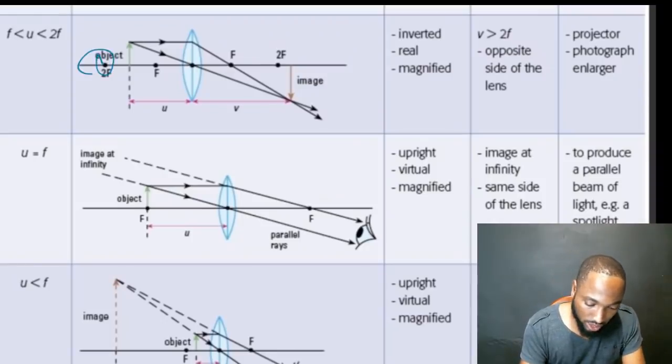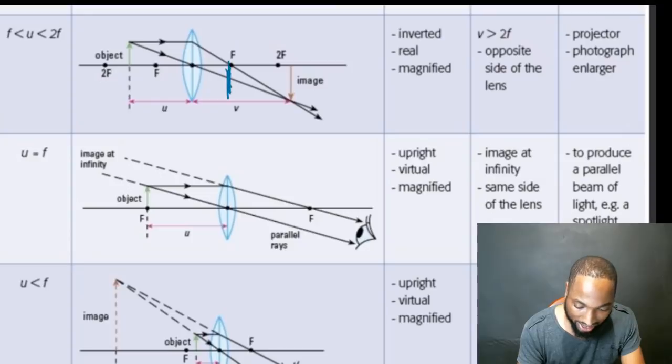Anyhow, between 2F and F, the image will form past 2F. So you see what's going on, right? First, the image was here, then the image was in between, then the image was on top.